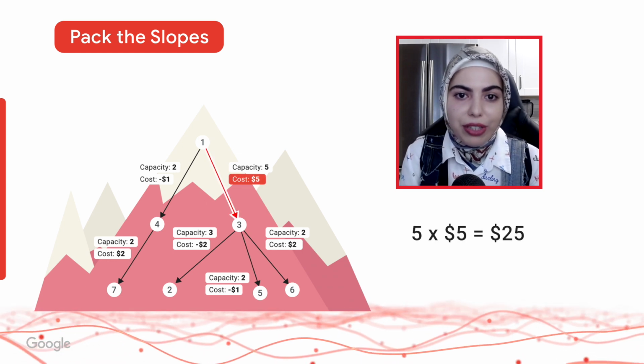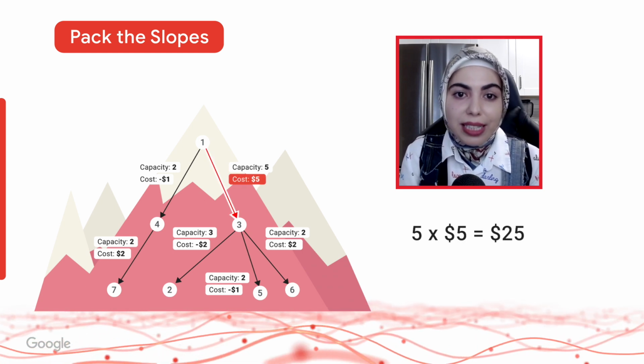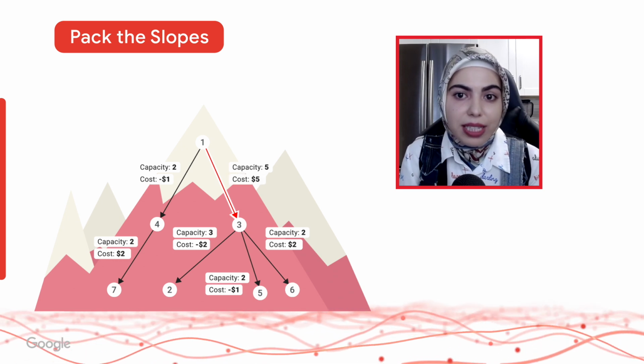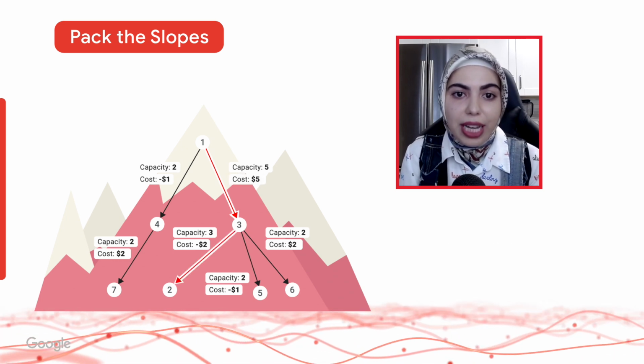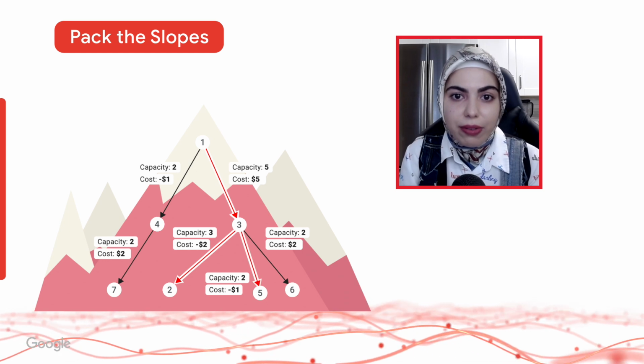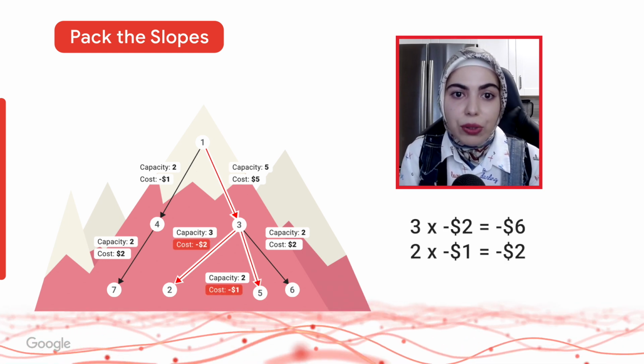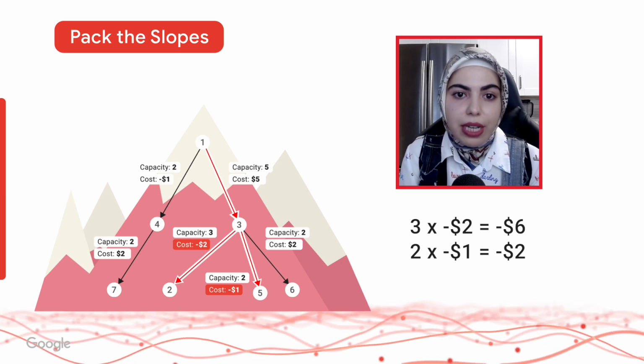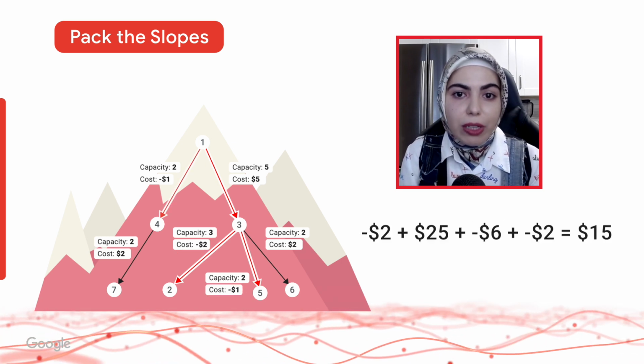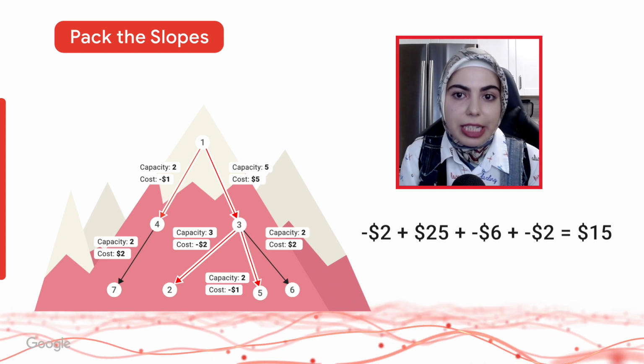After that, the remaining 5 skiers that are still at the summit can use the slope between 1 and 3. But why stop here when we can get some bounties from the slopes between 3 and 2 and 3 and 5? We send 3 skiers to the rest point 2 and 2 skiers to the rest point 5. At the end, we spent a total of $15 to place 7 skiers on the mountain. Now, I'm going to turn it over to Timothy, who will go over some tips and solution hints that will get you going in the right direction.